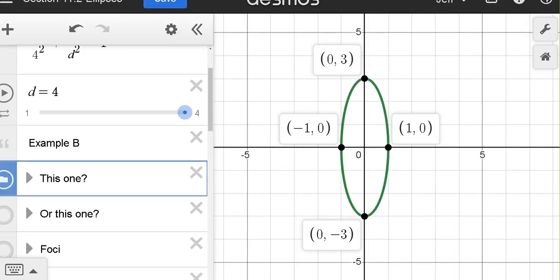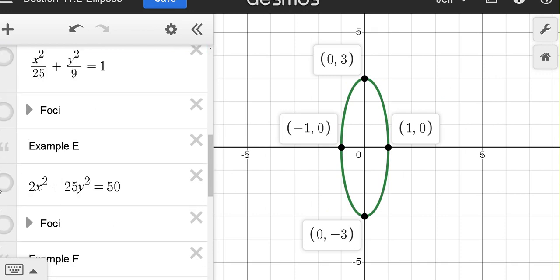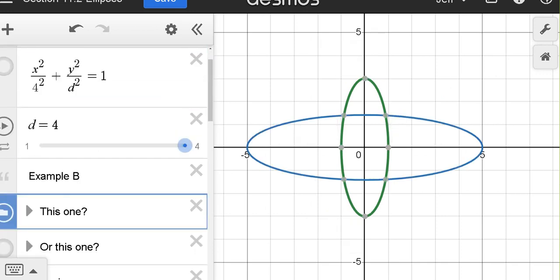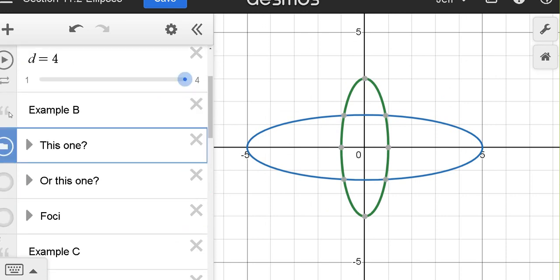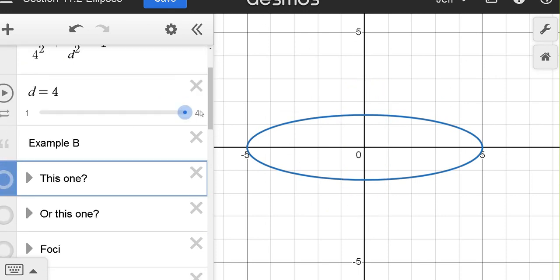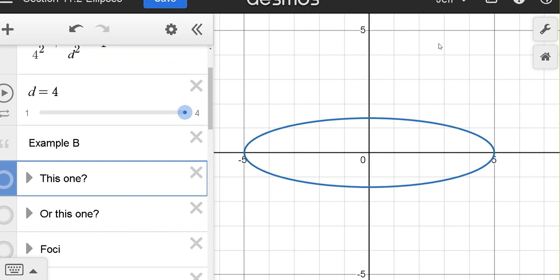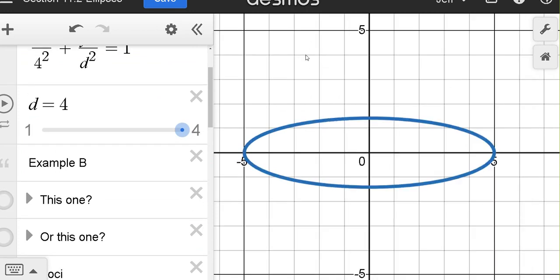So let's see, is it this one? No, it's just this one. Right there. So I need to move 5 to the left and 5 to the right. What are the coordinates of my vertices going to be there? So you're moving the -5 over 5?